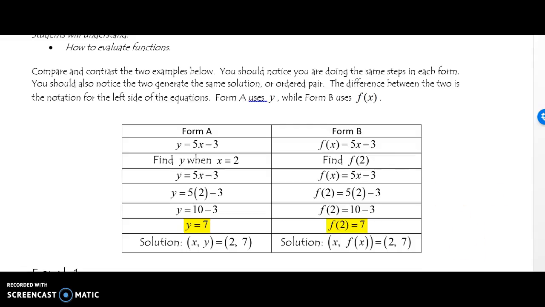So when you look at this, f of x, that's really x and y. So it's just a new notation, or it's the same thing, just written in a different way.